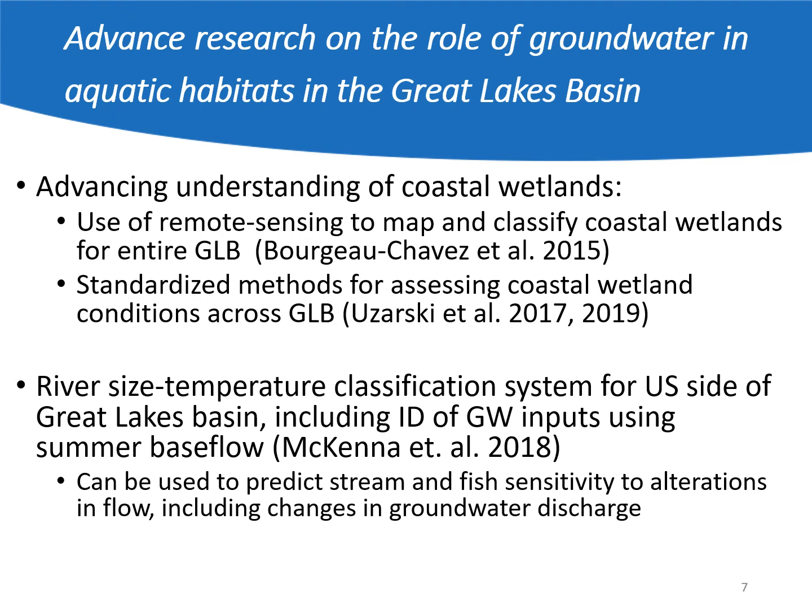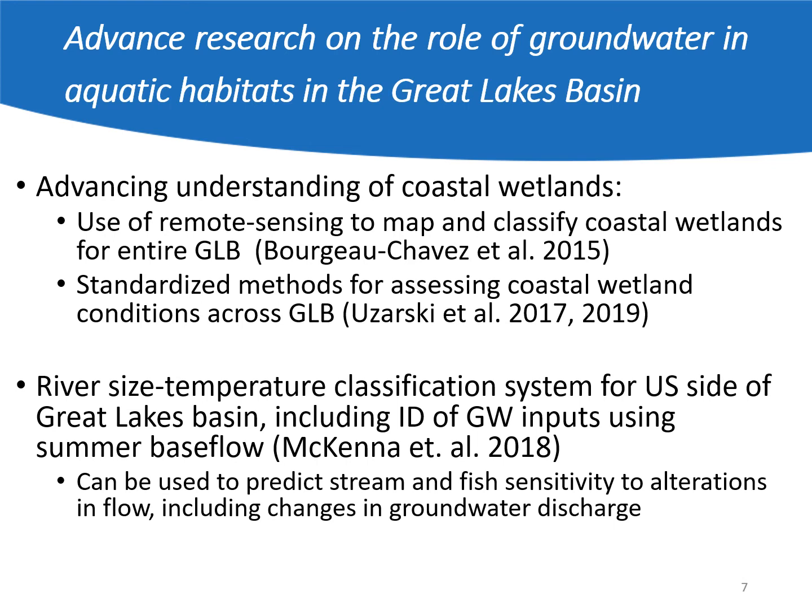Another priority identified in the 2016 report was related to the role of groundwater to aquatic habitats. Groundwater can be important to many types of habitats, often providing stability or refugia in terms of chemical or thermal conditions or oxygen concentration. One of the places where groundwater is of critical importance to habitat is in coastal wetlands. And there's been work to map and classify coastal wetlands across the Great Lakes Basin, as well as approaches to standardize the assessment of coastal wetland conditions.